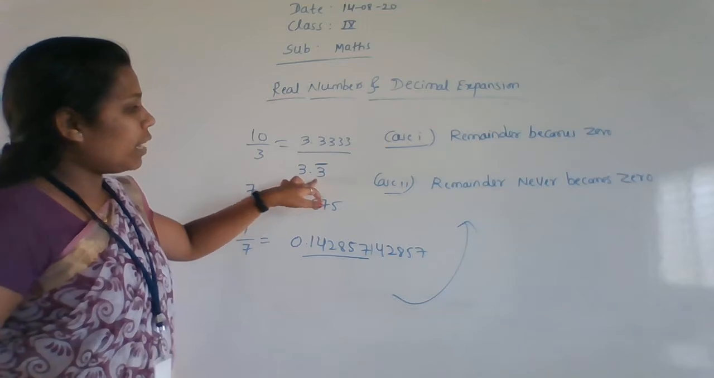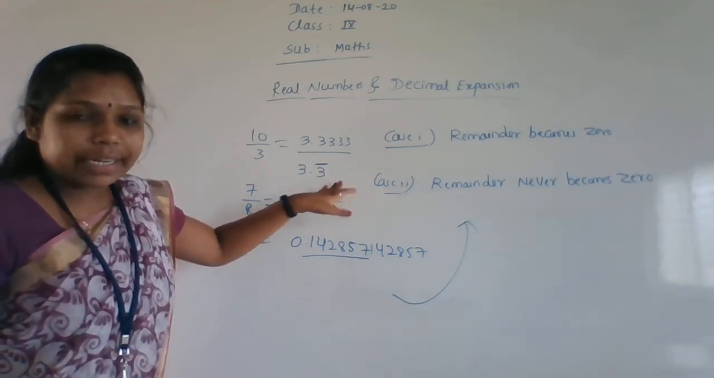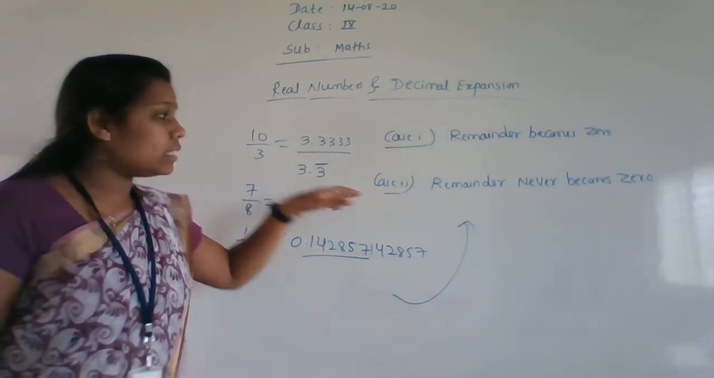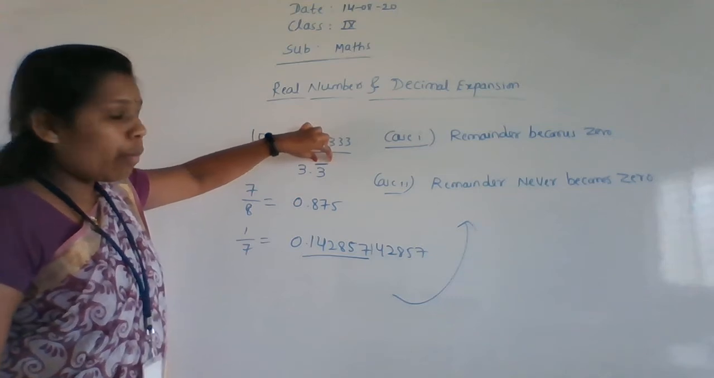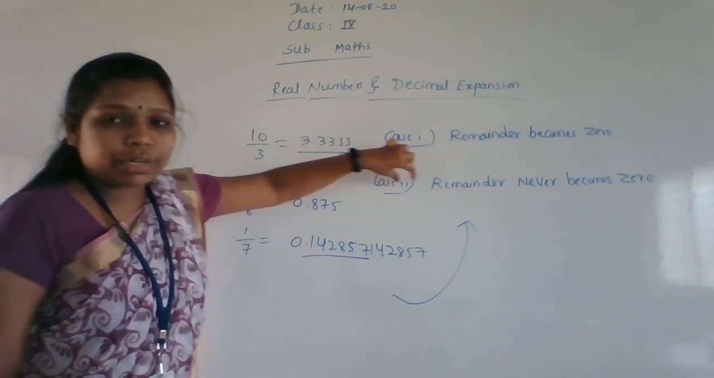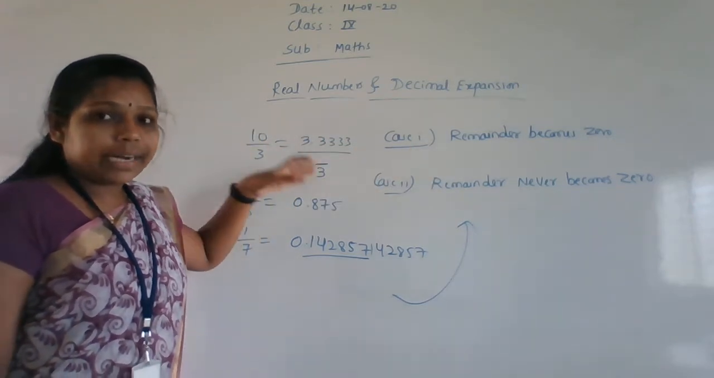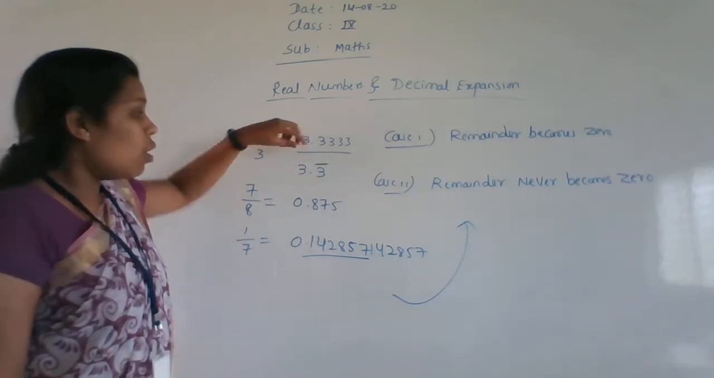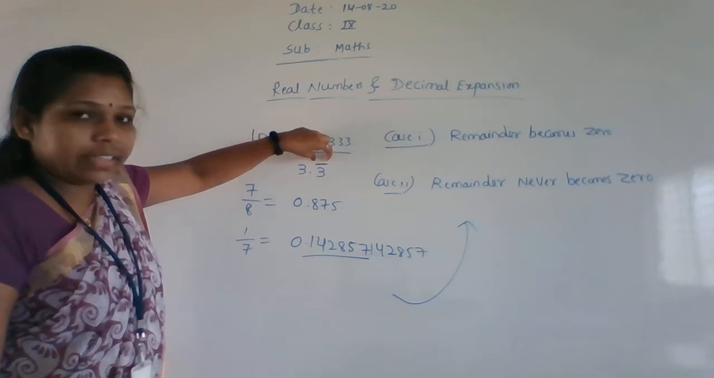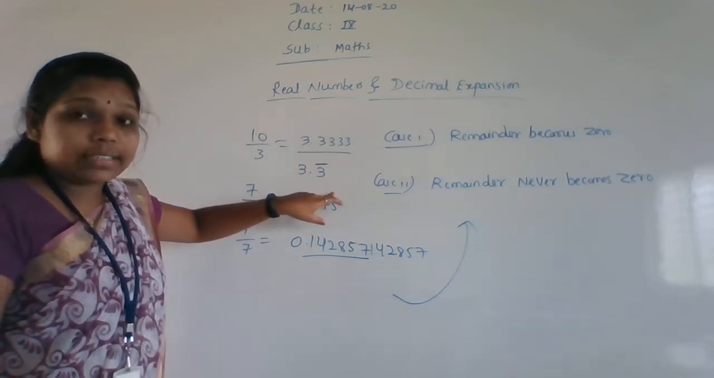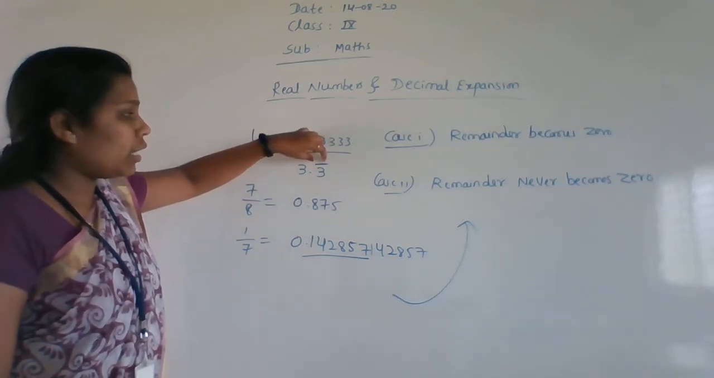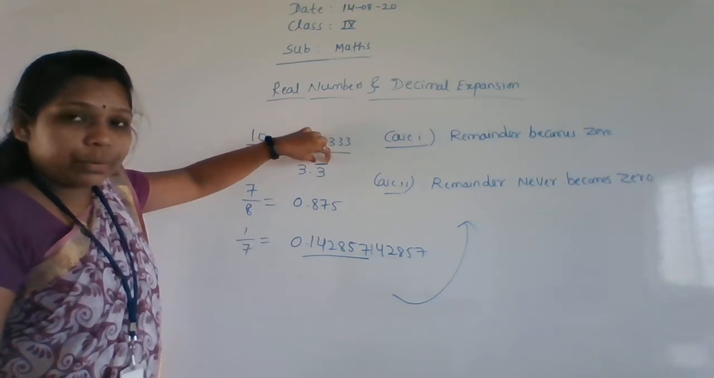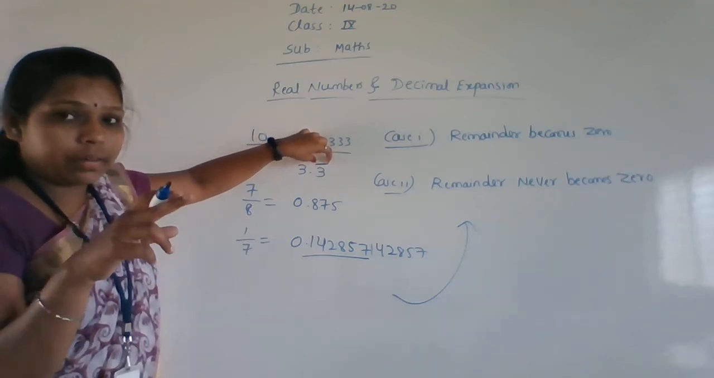3.3 bar means what? 3 is repeating here. Bar means whatever number of digits you want to take, that much you have to repeat here. Write 3 numbers, 4 numbers, 5 numbers, whatever you have to write. Only this number is repeating, that means only 3 is repeating here. That's why we are putting the bar mark above the 3.